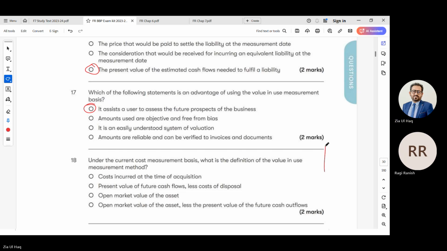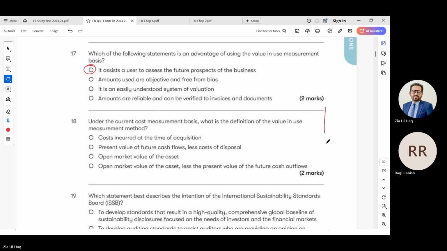18. Under the current cost measurement basis, what is the definition of the value in use measurement method? Cost incurred at the time of acquisition. No, that is historical. Present value of future cash flow less cost of disposal. Yes, residual value will be incorporated while calculating. Open market value of an asset. No, that is current cost.